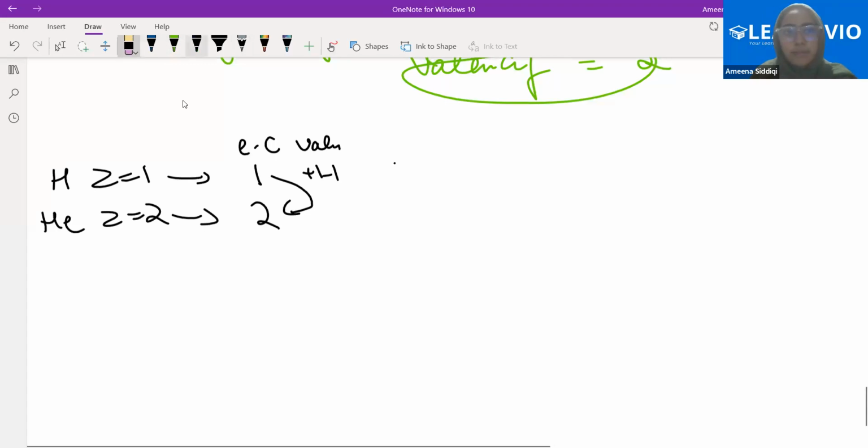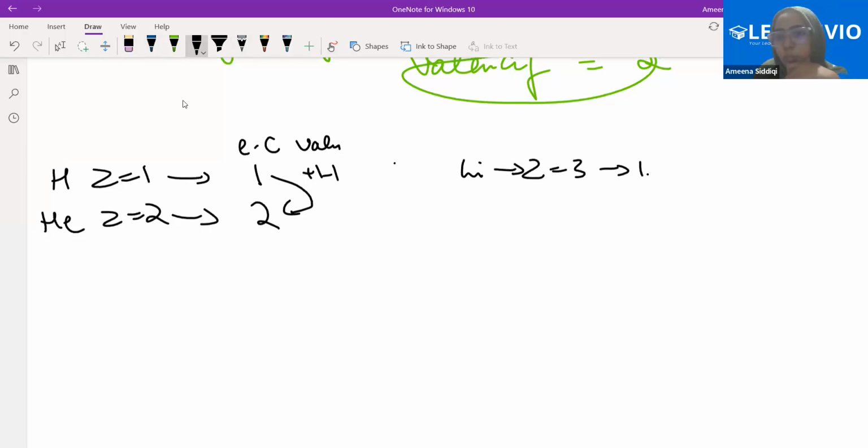Understood, ma'am. So now, lithium, atomic number 3. Electronic configuration 2, 1. What will be the valency here? It wants to attain the electronic configuration of helium, right? So plus 1. It will lose 1 electron. This plus and minus sign simply means, due to the valency, what is the change on the atom. So plus 1 means the atom is losing 1 electron and because of that, it is gaining positive charge.